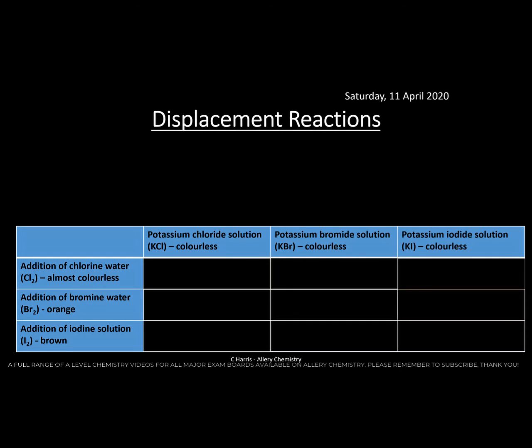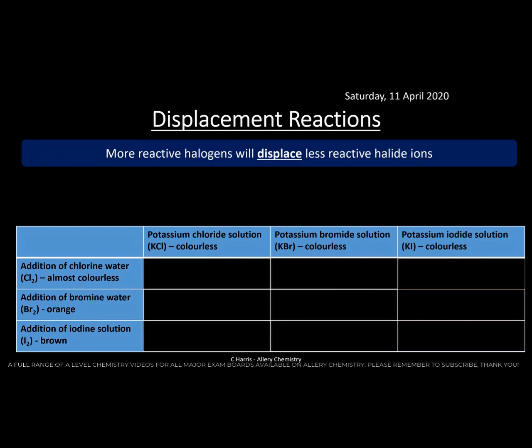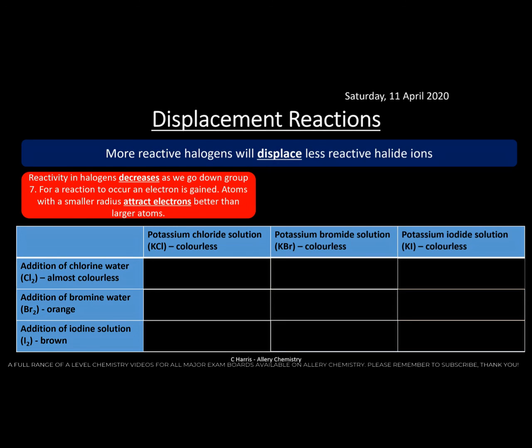Okay, you might have seen these again at GCSE, which are displacement reactions. So displacement reactions are where we are reacting halogens, so halogen-based compounds and halogens together. And the general rule, as you may have seen at GCSE, is the more reactive halogen will displace a less reactive one. So displace just means to swap or exchange. So we know about the reactivity of halogens. Remember, the reactivity decreases as we go down group 7.